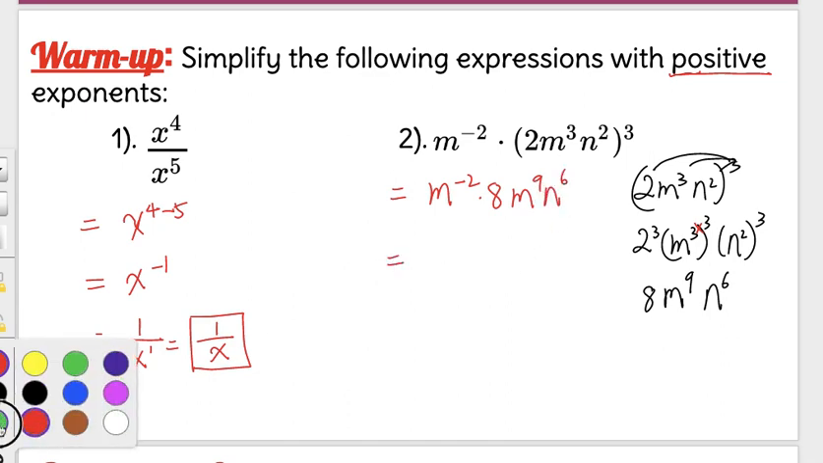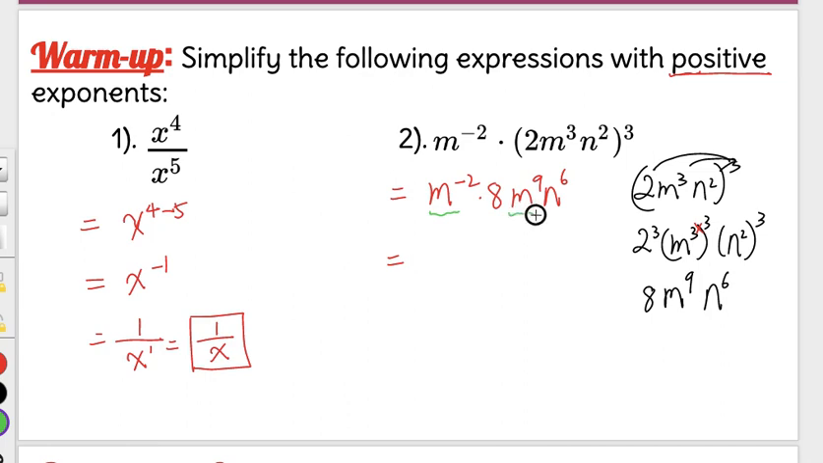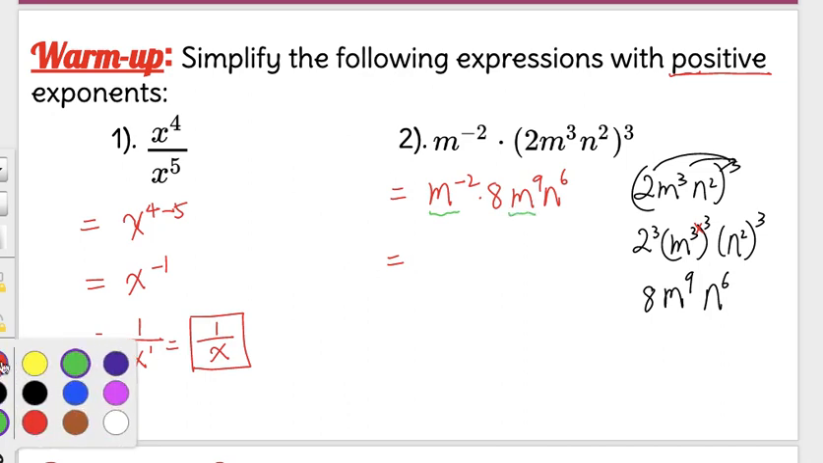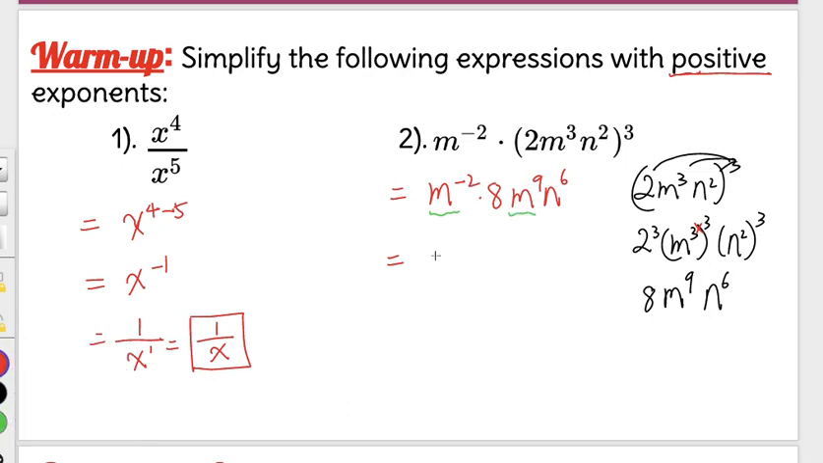Then remember, when we have something similar with the same base, we can simplify them by adding exponents. So I'm going to keep 8 outside and then add -2 plus 9, which is 7, and n6. There's nothing for us to simplify for the n part, and that's it. This is the answer.